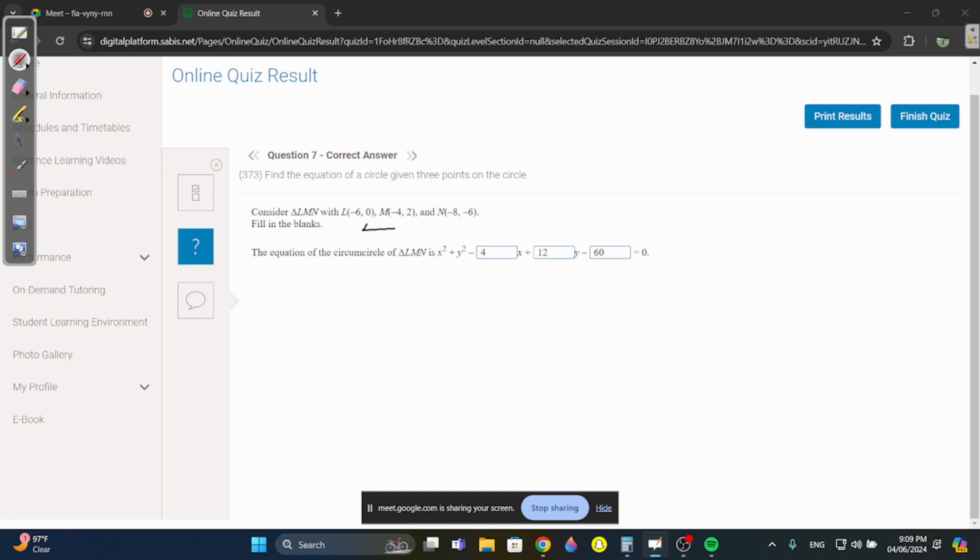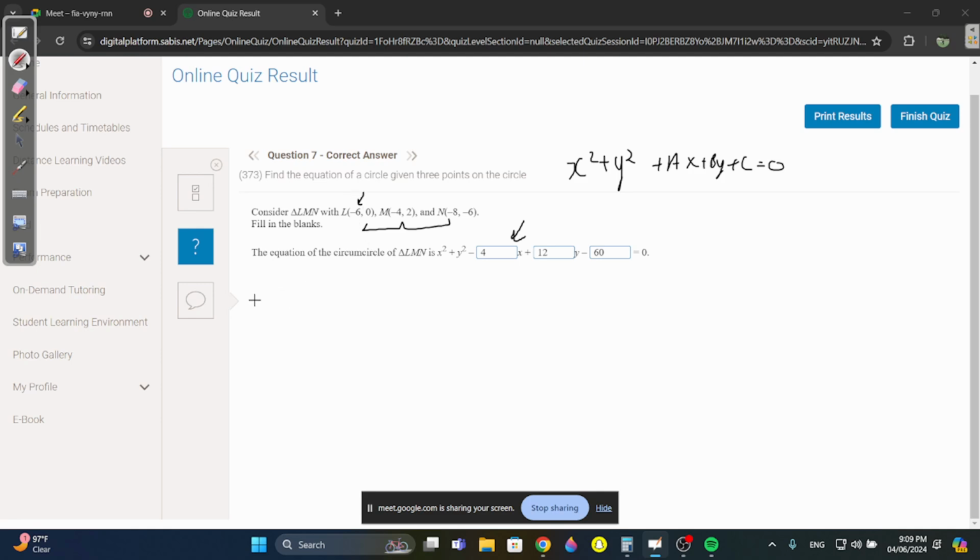Question 7. Consider 3 points. How do you find the equation? You have to substitute 3 different times. Okay, let's do it. So you know that the form here they want is x squared plus y squared plus ax plus by plus c equals 0. Okay, so we have to substitute.